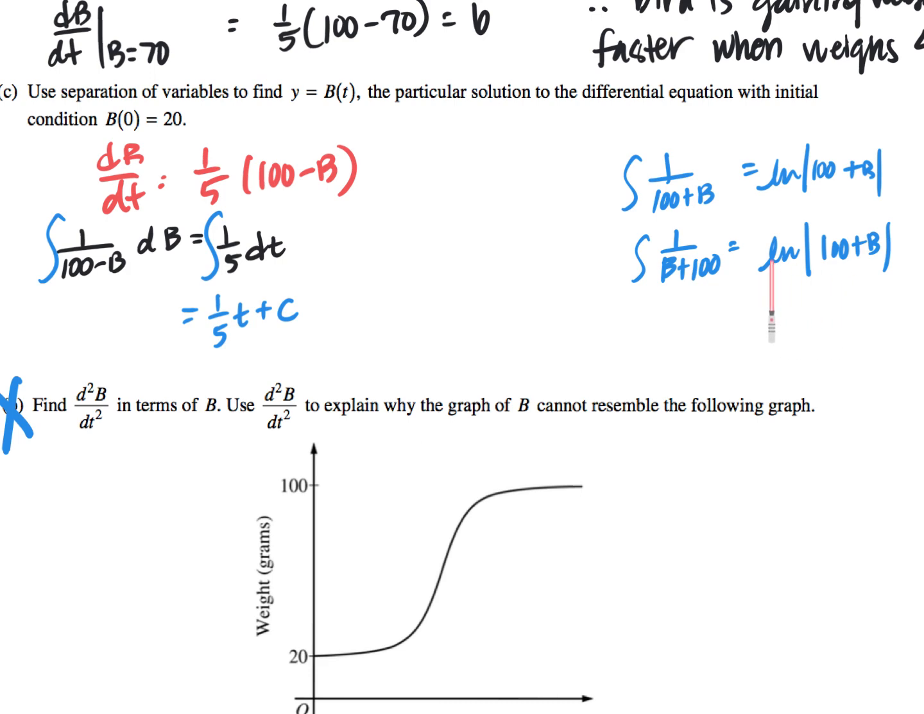The derivative of natural log is always 1 over that quantity times the derivative of that quantity. What's the derivative of 100? 0. And the derivative of b? Just 1. Why is this one a little different? It's the negative b. So does this have a little chain rule involved?